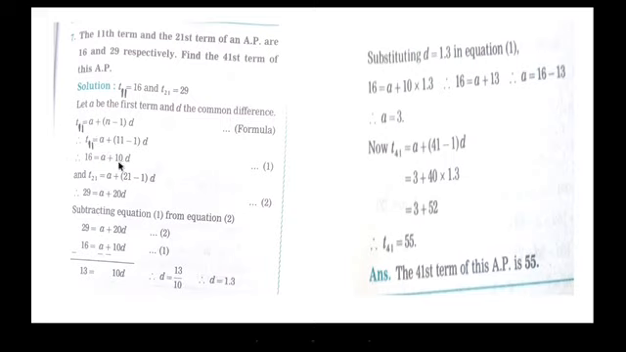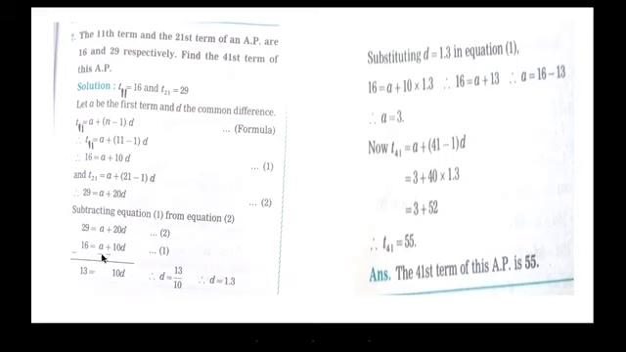So we have 16 is equal to A plus 10D, since 11 minus 1 is 10. Similarly, we find for T21. T21 is A plus (21 minus 1) into D, and T21 is 29. So 29 is equal to A plus 20D. Here we have two simultaneous equations: 16 is equal to A plus 10D and 29 is equal to A plus 20D. So we solve these two simultaneous equations.